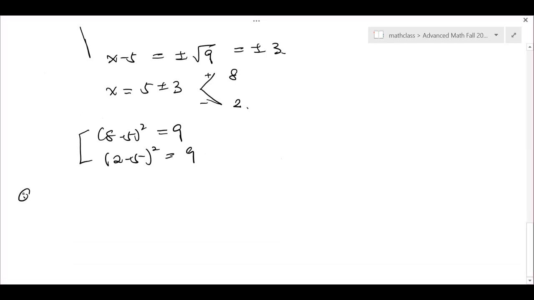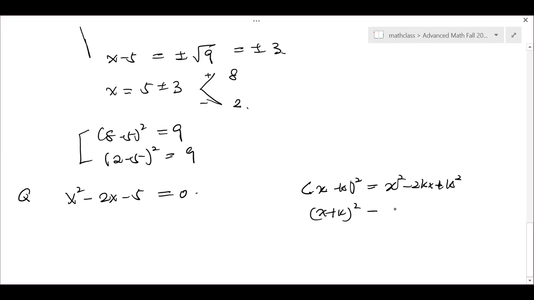Okay, so let's take a look at the next one. x squared minus 2x minus 5 equals 0. How do we solve the equation? Well, I'm going to use the following identity. (x minus k) squared equals x squared minus 2kx plus k squared. Or (x plus k) squared equals x squared plus 2kx plus k squared.